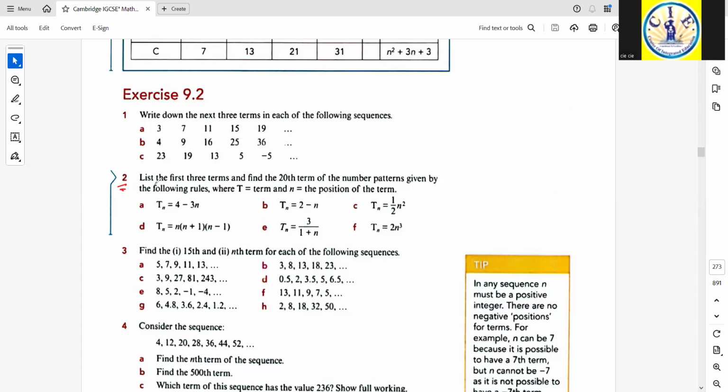In question number 2 now, we need to give the first three terms and find the 20th term of the number patterns given by the following rules, where t is the term and n, which is there in the subscript, gives the position of the term. For example, if it is written t3, that would mean third term.